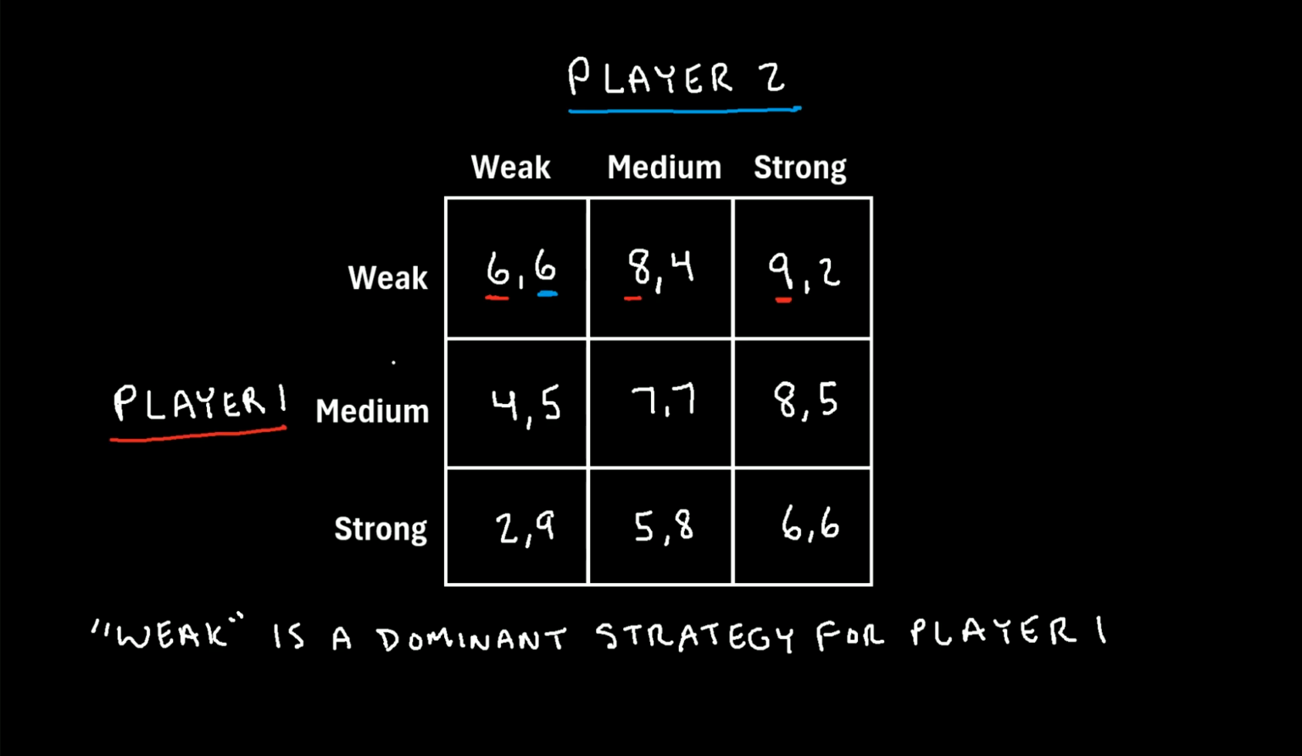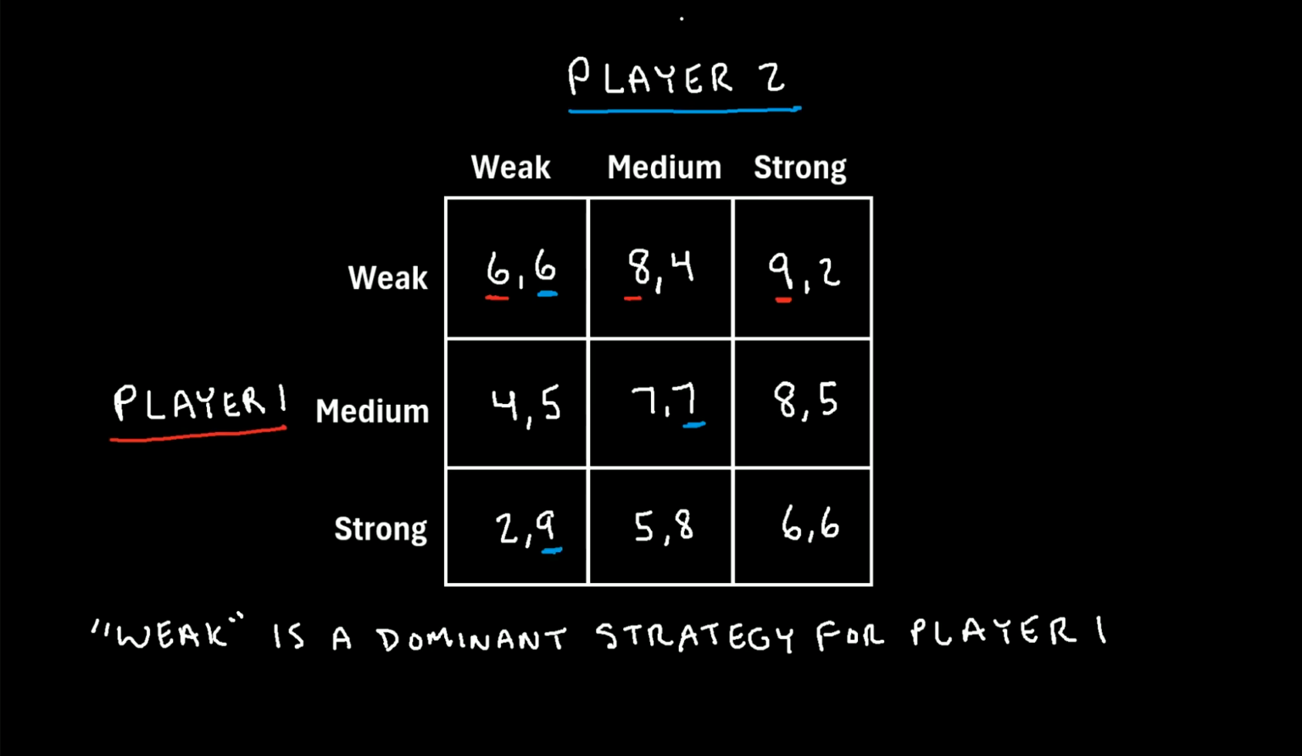And then player 2 will say, okay, what if player 1 chooses medium as their strategy? I, as player 2, should I choose weak, medium, or strong as my strategy? Well, the highest payoff would be medium right here, this 7. So I will choose medium as my strategy. So let's underline that in blue. And then lastly, player 2 will say, okay, what if player 1 chooses strong as their strategy? Should I choose weak, medium, or strong? Well, weak gives the highest payoff, so I should choose weak. So let's underline that in blue as well.